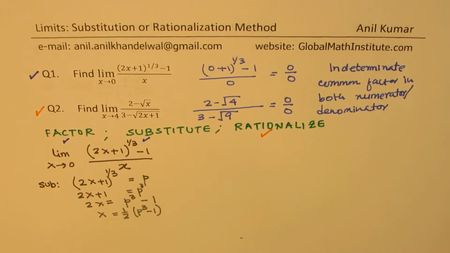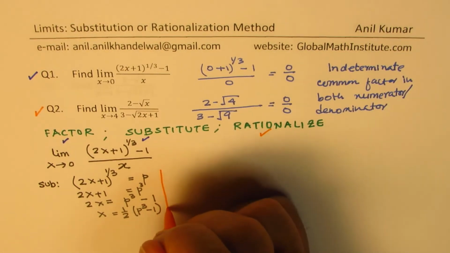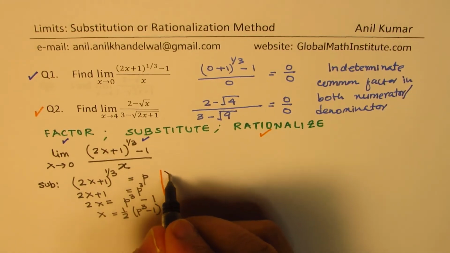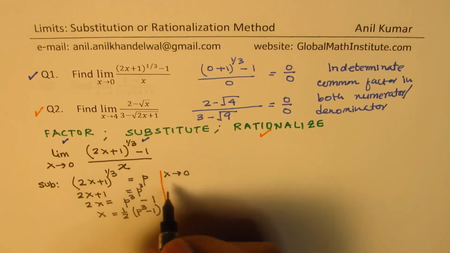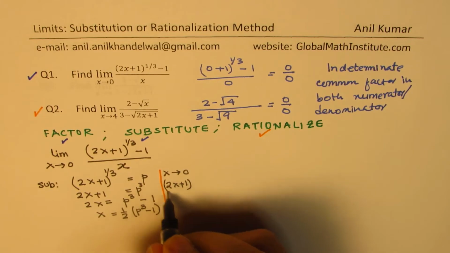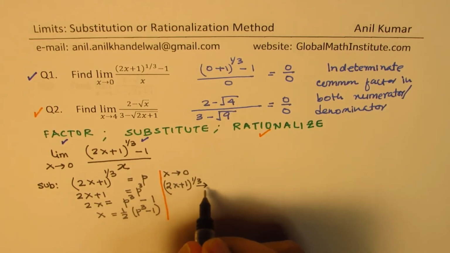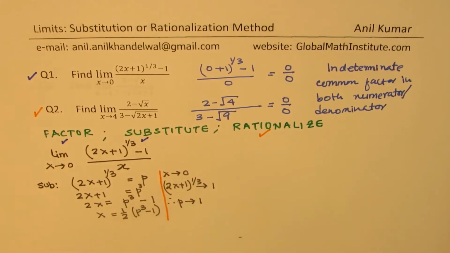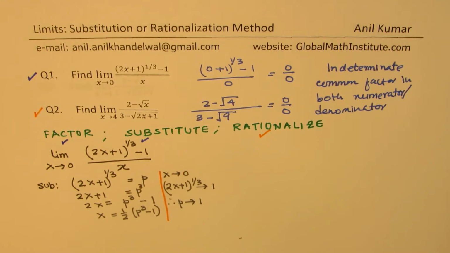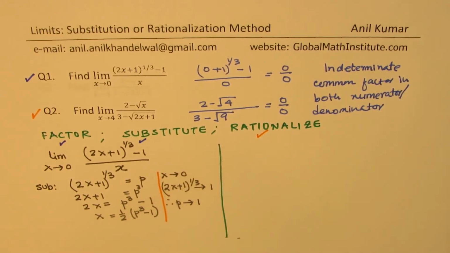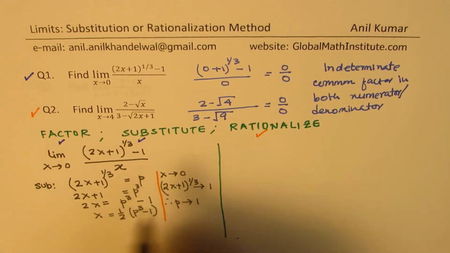Now we should also look into the limit part of this. When x approaches 0, in that case, p approaches what? In that case, 2x plus 1 to the power of 1 over 3 approaches 1, correct? If I write 0 here, and therefore p approaches 1. So now we could actually substitute and find the limit, if it exists. It is important to note that a limit may or may not exist. Okay.